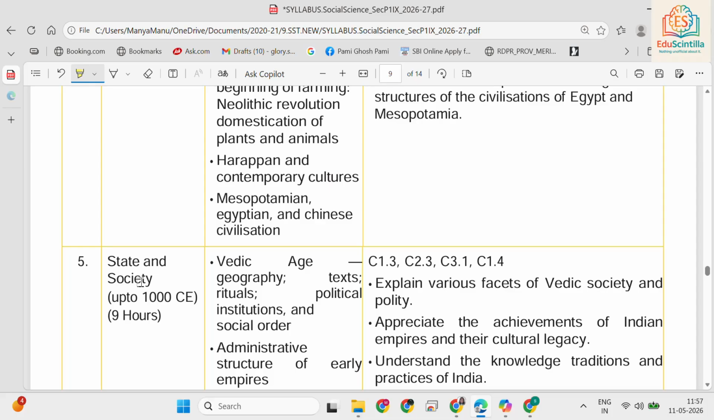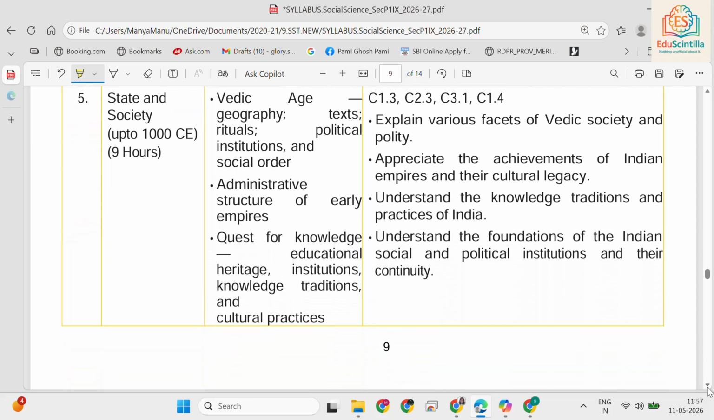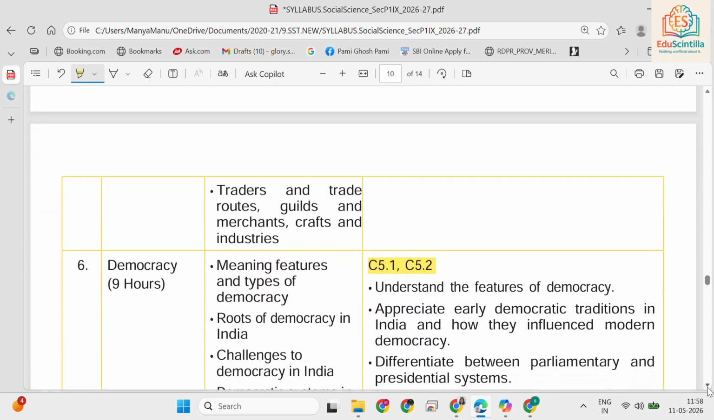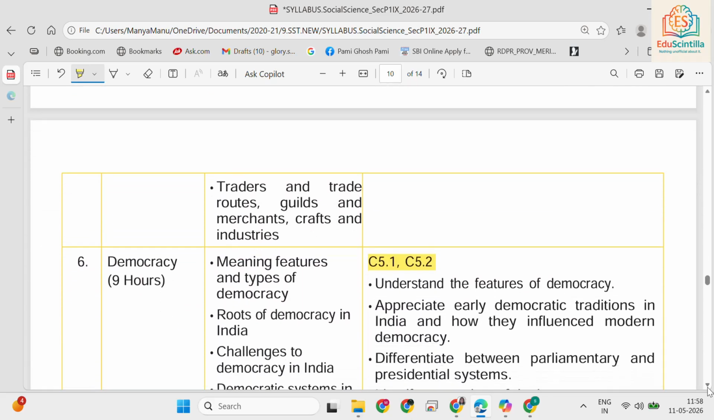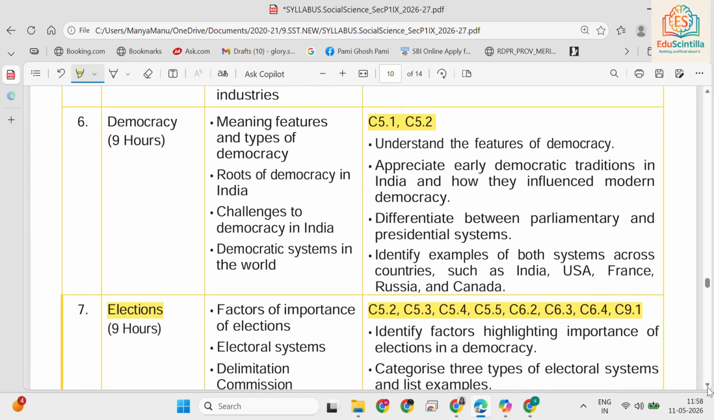Then, state and society is the fifth theme, in which concepts like the Vedic age, administrative structure of the early empires, quest for knowledge, traders and trade routes, guilds and merchants, crafts and industries are given.